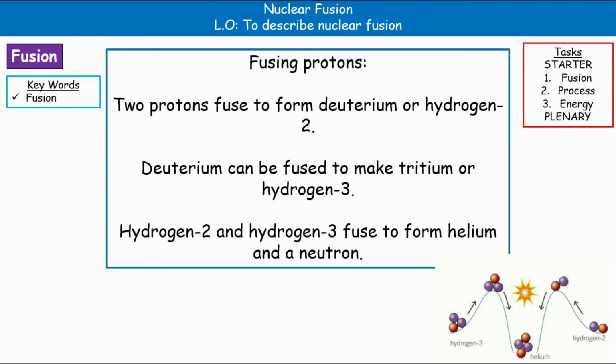Then hydrogen 2 and hydrogen 3 can fuse, and that will form helium and a neutron. So what we see here is that from starting off with just two protons, we then undergo these fusion reactions until we've made helium and a neutron. And what we can see in that little diagram at the bottom there is that the reason helium sits at the bottom of those dips is because it's the more stable form. So what we've done is we've taken less stable entities and created a more stable one.